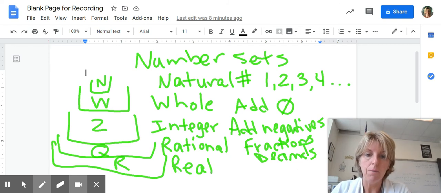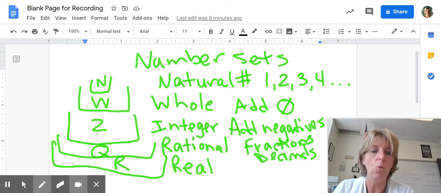That real bucket extends a little bit farther. I don't think I have room on my board, so let me clear this and put it back. All right, so that NWZQR, that's really important to know. NWZQR, NWZQR. Kind of memorize that list of things, because then if you write those down, you know it's natural, whole, integers, rational, and real.